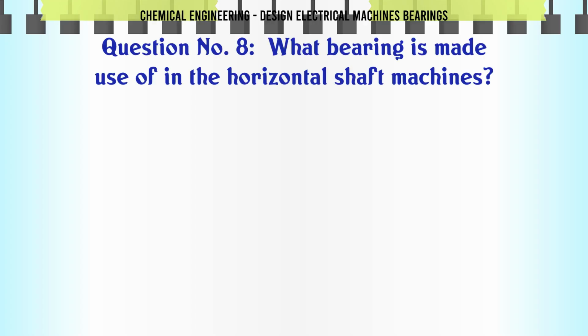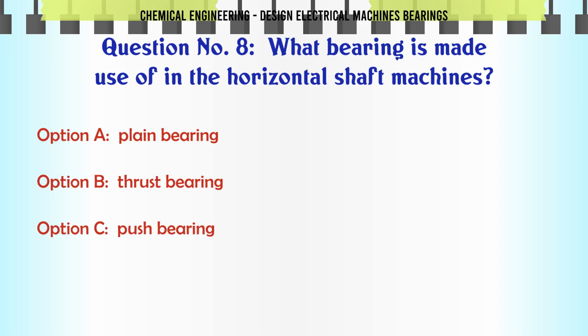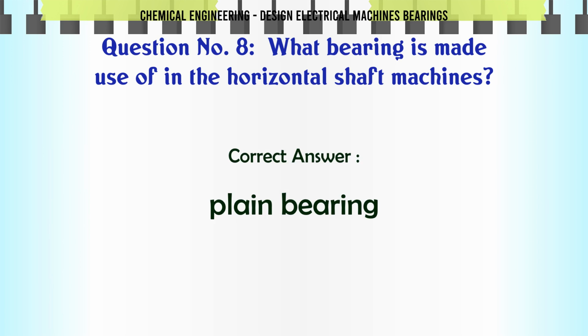What bearing is made use of in the horizontal shaft machines? A plain bearing, B thrust bearing, C push bearing, D throw bearing. The correct answer is plain bearing.